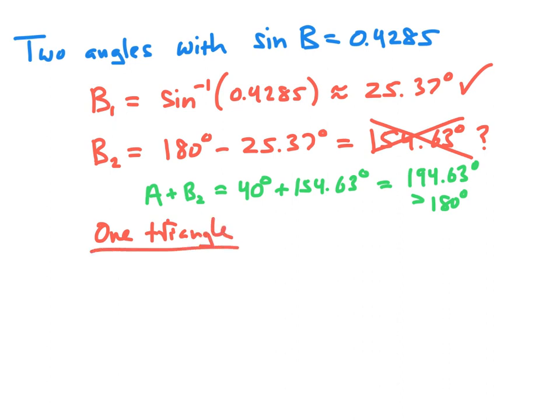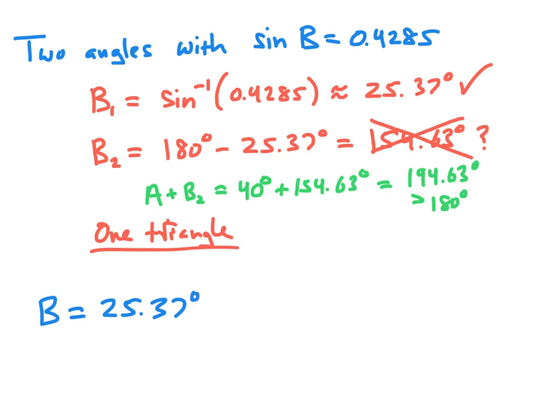Now, if these two numbers had added together to give us something less than 180, then we would have to look at using both triangles. However, in this case, only one triangle will be possible, and that triangle will have an angle B that's equal to 25.37 degrees.